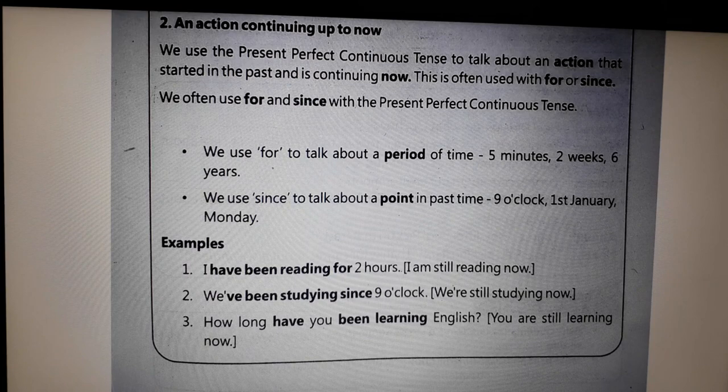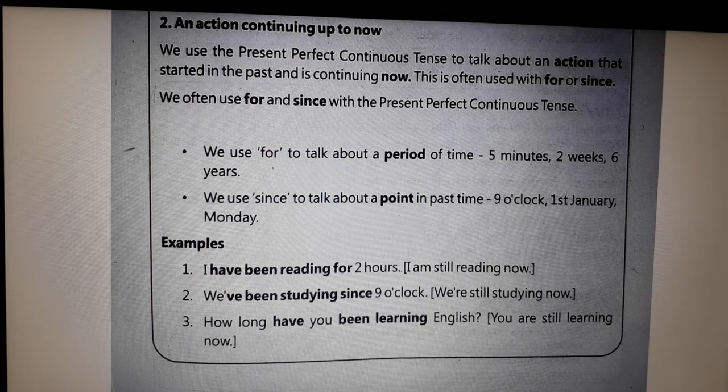We use for and since with the present perfect continuous tense. We use for to talk about a period of time, 2 minutes, 2 weeks, 6 weeks, 6 years. We use since to talk about a point in the past, 9 o'clock, 1st February, Monday. For example, I have been reading for 2 hours. I am still reading now. It means when you know the exact amount of time, that now 2 hours have passed that I am reading.